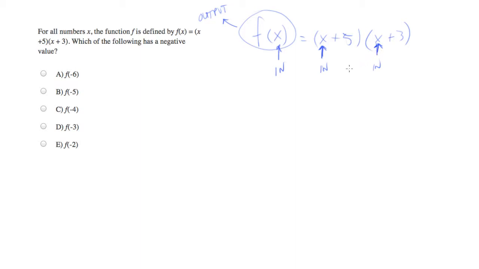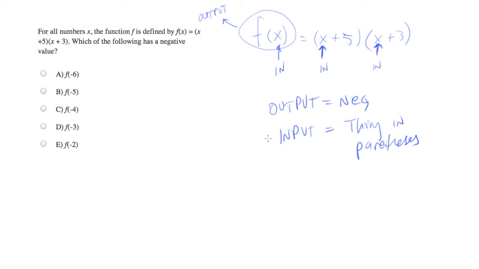And so they're saying which of the following has a negative value. What they're asking is that the output is negative. Circle the answer choice where the output is negative. And the input is the thing in parentheses. And after you've made that connection, this problem really becomes a plug and chug.